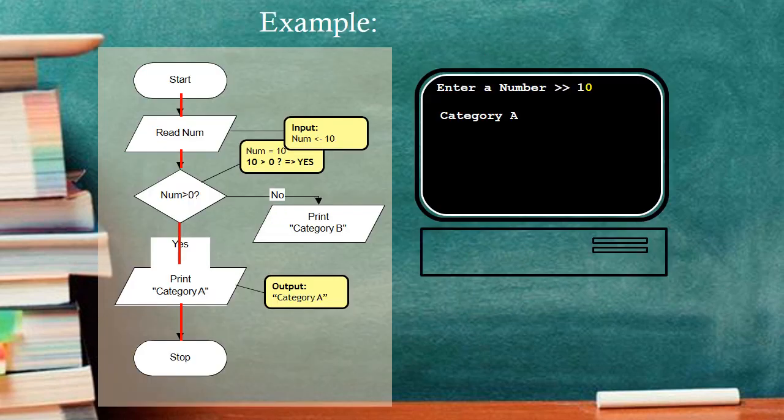Let me explain with this example. Here you can see that the user enters a number, and the condition is: if the number is greater than 0, the condition is true, and print category A. The number belongs to category A. And if the condition is false, the number is less than 0, so print category B. So the user entered the number 10 and it belongs to category A, so the yes part will be executed.